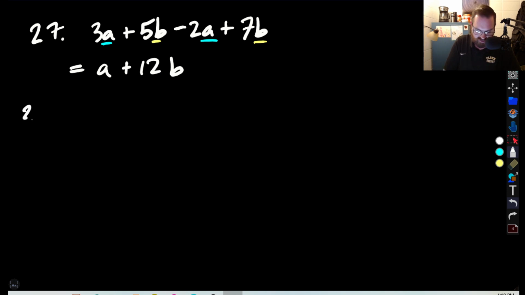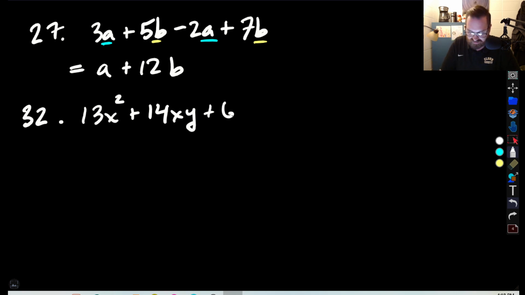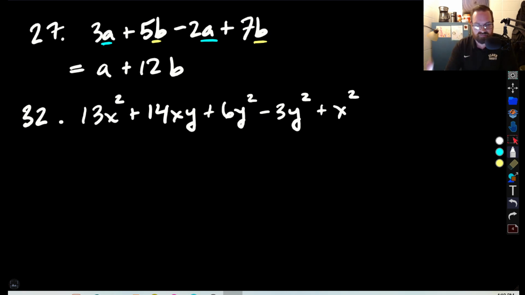All right, so 32. This next question, 13x squared plus 14xy plus 6y squared minus 3y squared plus x squared. Okay, so there's a lot going on here. But again, if you just remember, everything needs to match up perfectly. All the variables need to match up perfectly. So real quick, you'll notice that there's an x squared and an x squared, and I don't have anything with the xy, so I'm just going to leave it blank for now.